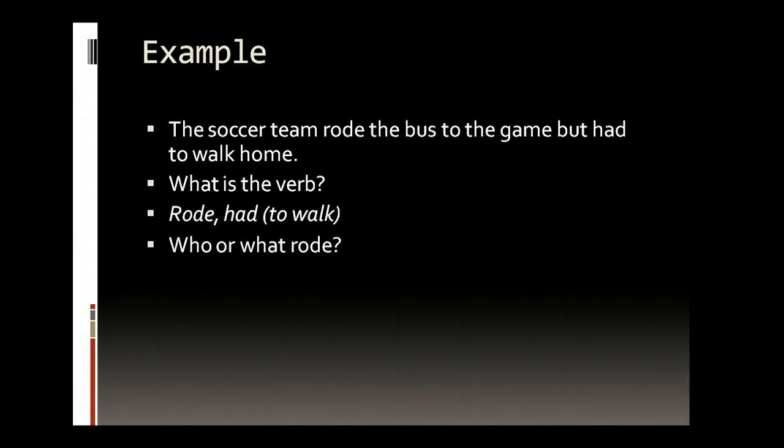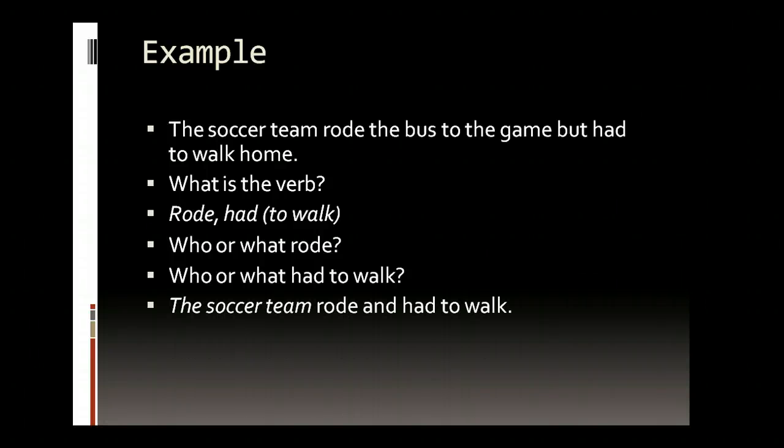Who or what rode? Well, the soccer team rode. Okay, so who or what had to walk? Soccer team. If you want to put just team, that's fine, but for right now we need to know we only have one simple subject and we have two verbs. So right now we're thinking it's either going to be a compound predicate or a compound verb. Well, we need to find our fanboys, and but is the coordinating conjunction.